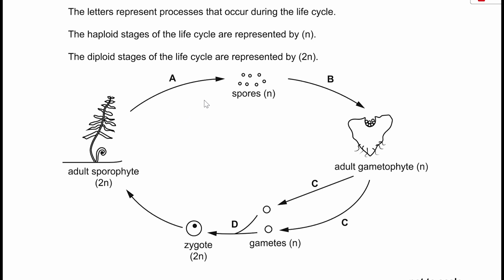Then we have process A, which results in spores that exist as N, which means they are in haploid stage. Then B, we have the adult gametophyte, which is also haploid. Then we have process C, which results in the formation of gametes, which are also haploid. Then after that we have D, then the zygote, which is diploid.